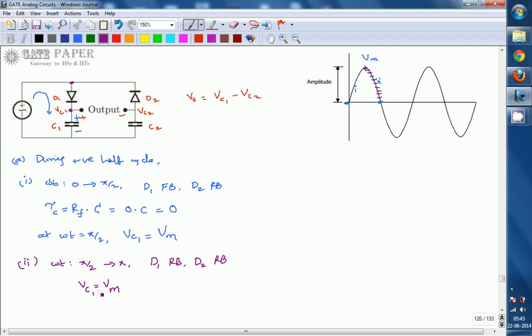Okay, next we are going for the other case, that is case B. Case B is during the negative half cycle. During the negative half cycle again we are going for two things, because as you are applying the voltage, it decreases from 0 to minus Vm, and increases from minus Vm to 0 again. By that time, what happens to this diode?